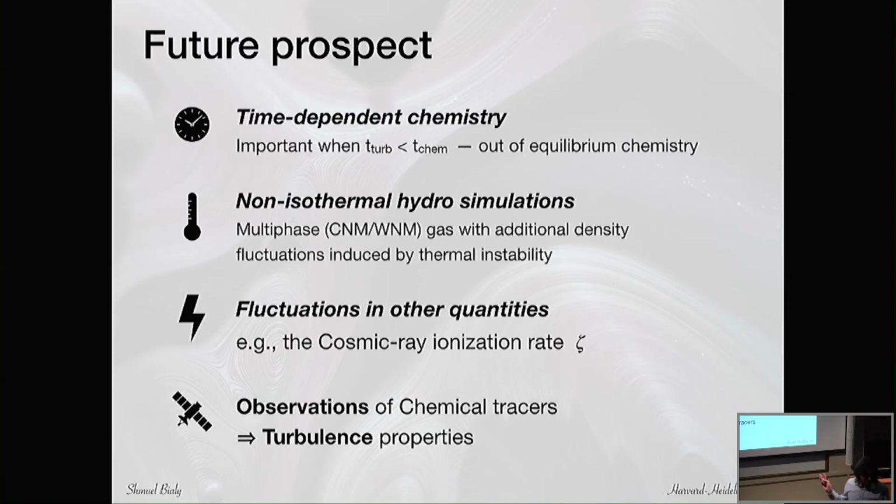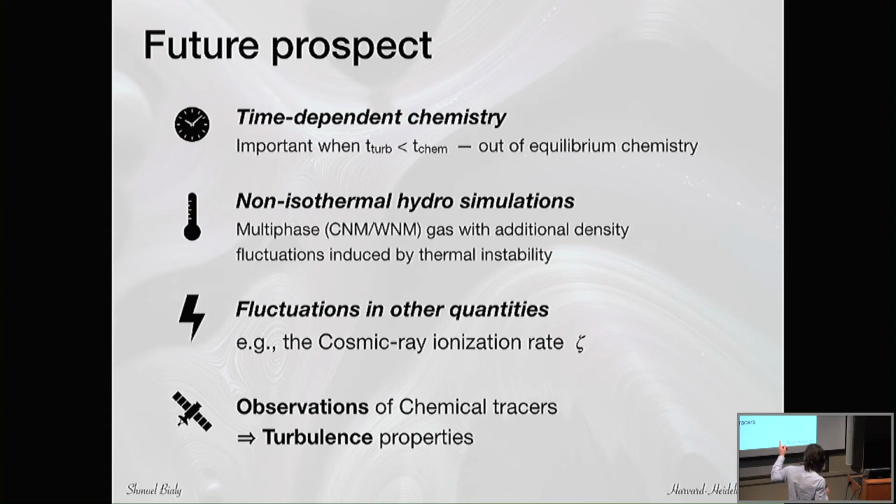So first of all, here I did assume a chemical equilibrium. In fact, when in a turbulent box, where you have these turbulent motions, if the time scale for turbulent crossover time becomes short compared to the chemical time, then the assumption of chemical equilibrium might not be valid. And then you should follow the time-dependent chemistry. So I was making a joke, but this is really future prospects. These are things that I want to work on in the future.